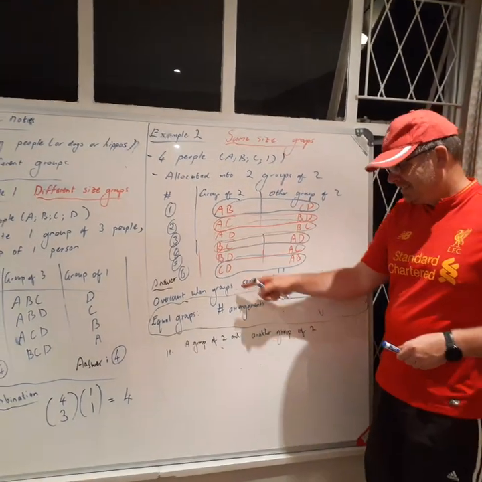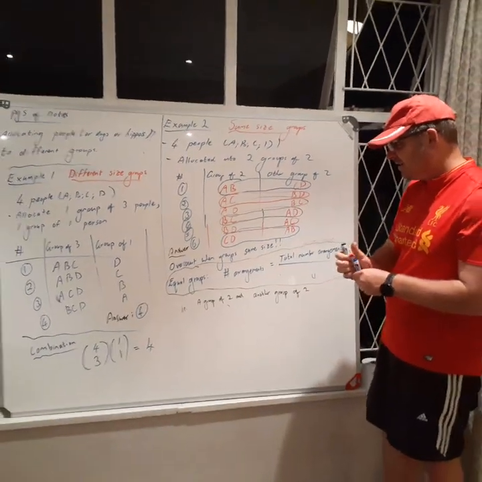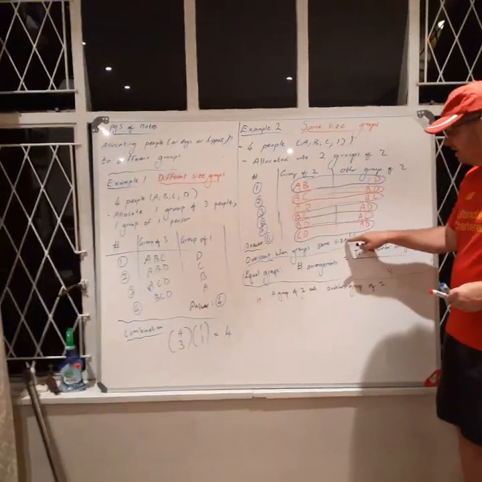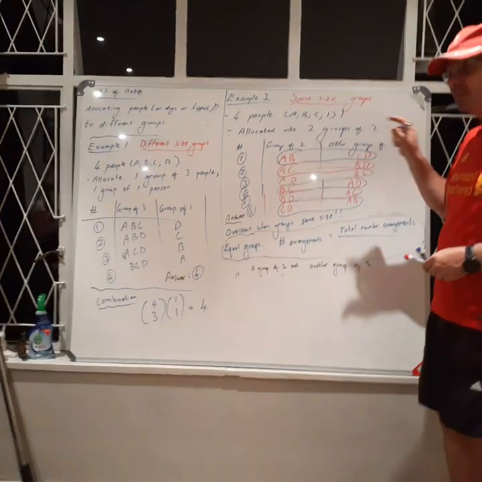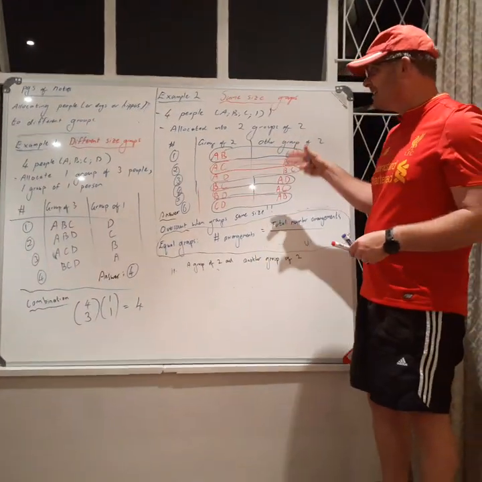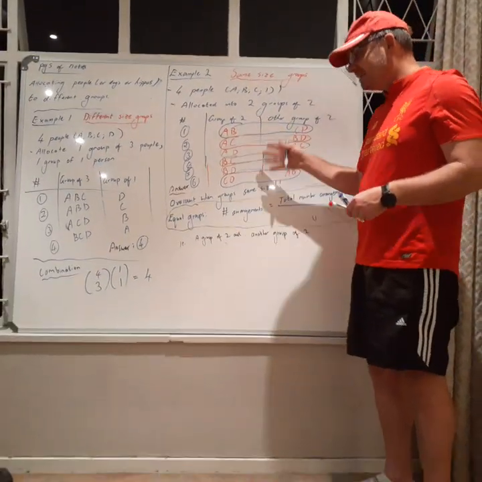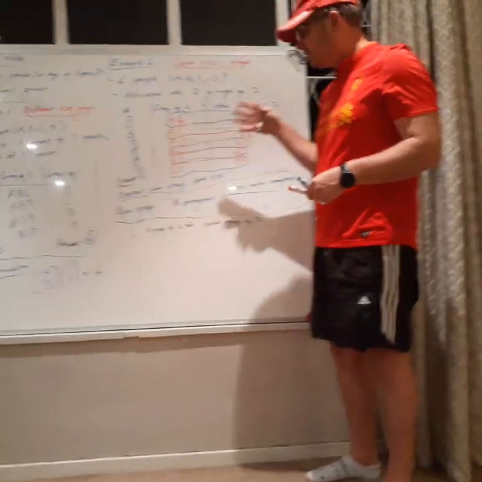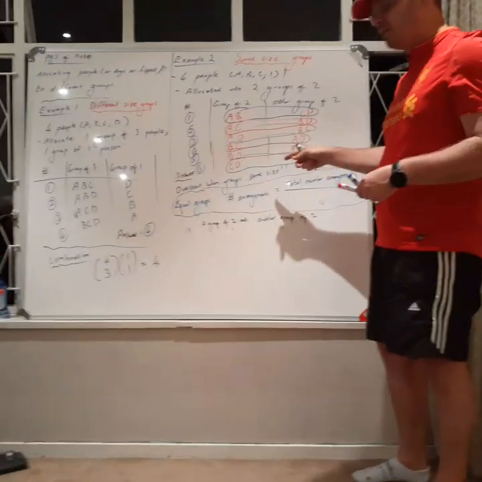So in fact, the answer is not 6. Because there's a problem of overcounting when I have groups which are the same size. So if you're selecting groups of the same size, where the order doesn't matter, then you're going to get a problem of overcounting.